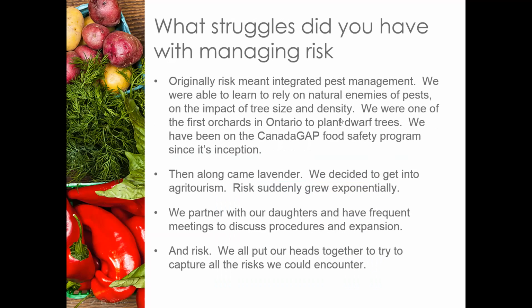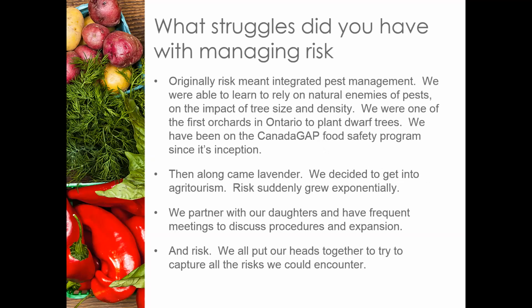Thanks, Jan. I have a question for you as well. So what struggles did you have with risk and with managing your risk for your operations? We started with risk management by adopting integrated pest management, which really is a risk management program because it helps to reduce the risk of economic damage to produce that you would get from insects and diseases. And as I said before, we were one of the first orchards in Ontario to adopt that program.